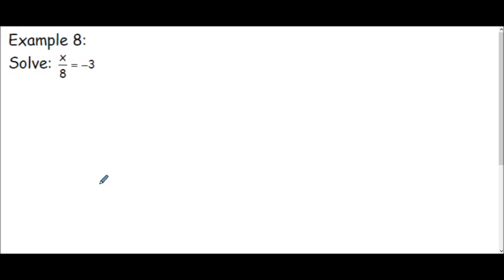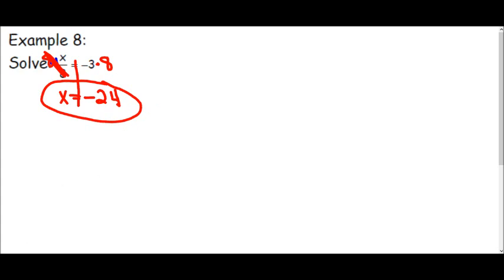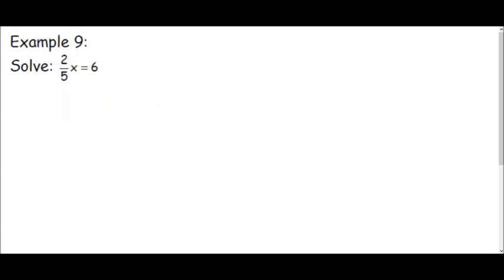Okay, so what does this fraction bar mean? It means division. And what's the inverse operation for division? Multiplication. So we're going to multiply by what? By 8 on both sides. And what happens with the 8s over here? They cancel, which means I just have x left over. And then x is going to equal what? Negative 24. Beautiful.